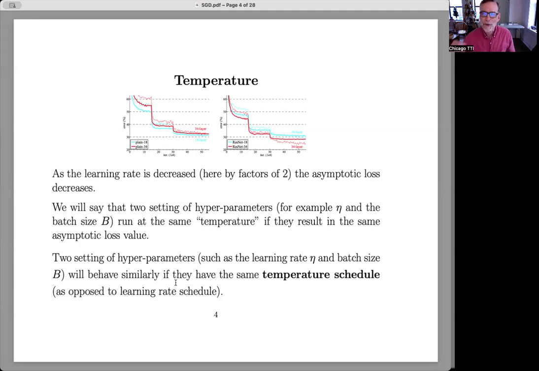Now, I also want to emphasize this general notion of hyperparameter. So this learning rate schedule is something that you design as part of the SGD algorithm. So that is a hyperparameter. The learning rate is a hyperparameter.